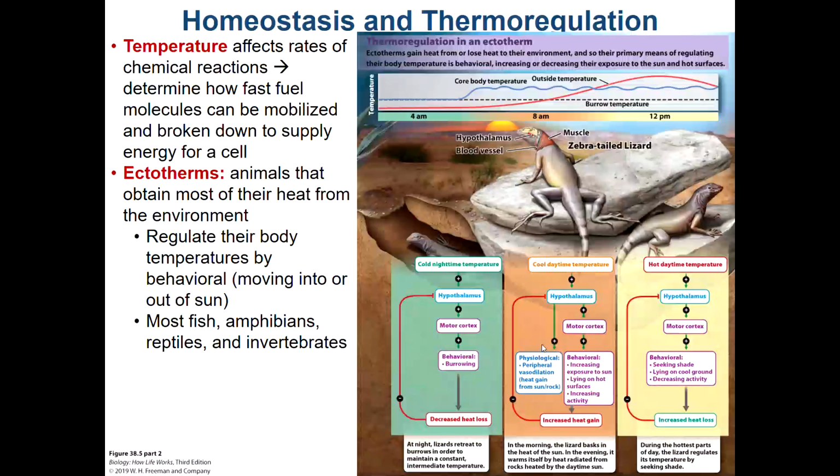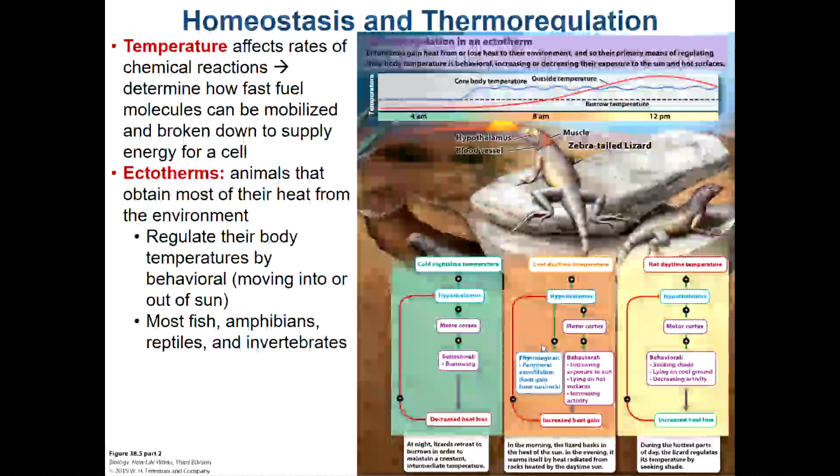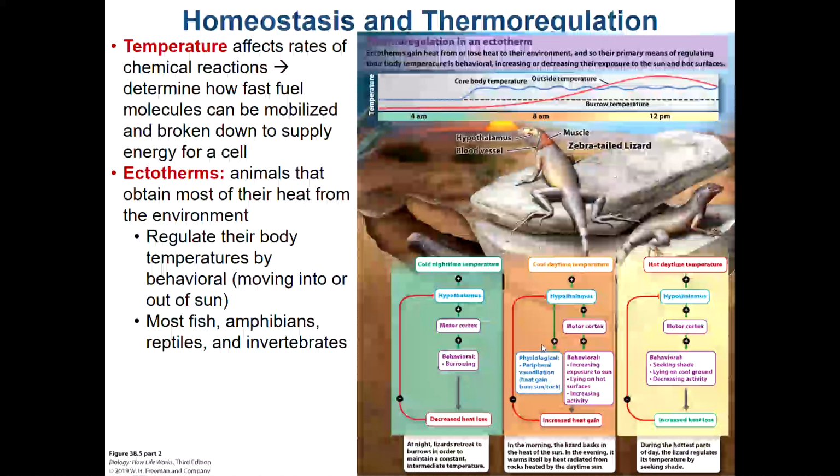So how does body temperature affect metabolic rate? Temperature affects the rates of chemical reactions. Temperature determines how fast fuel molecules can be mobilized and broken down to supply energy for a cell. So there's two different strategies that have evolved in animals for them to deal with temperature.